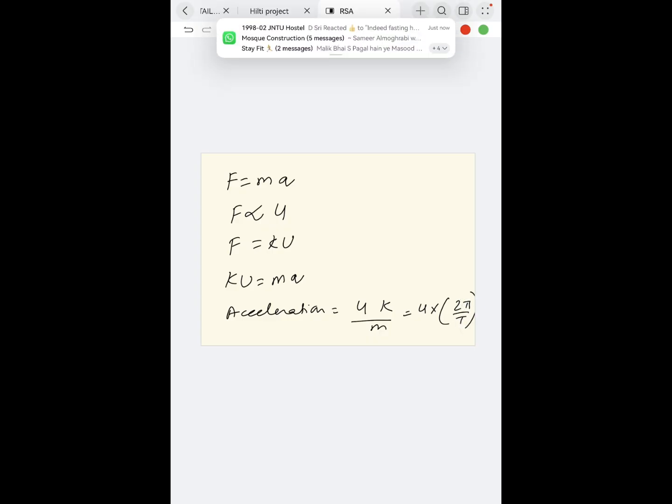How did we get this formula? We know that F is equal to M into A, and F is directly proportional to U, F is equal to K into U, where K into U is equal to M into A. Now acceleration is equal to U into K by M, or U into (2 pi by T) whole square.